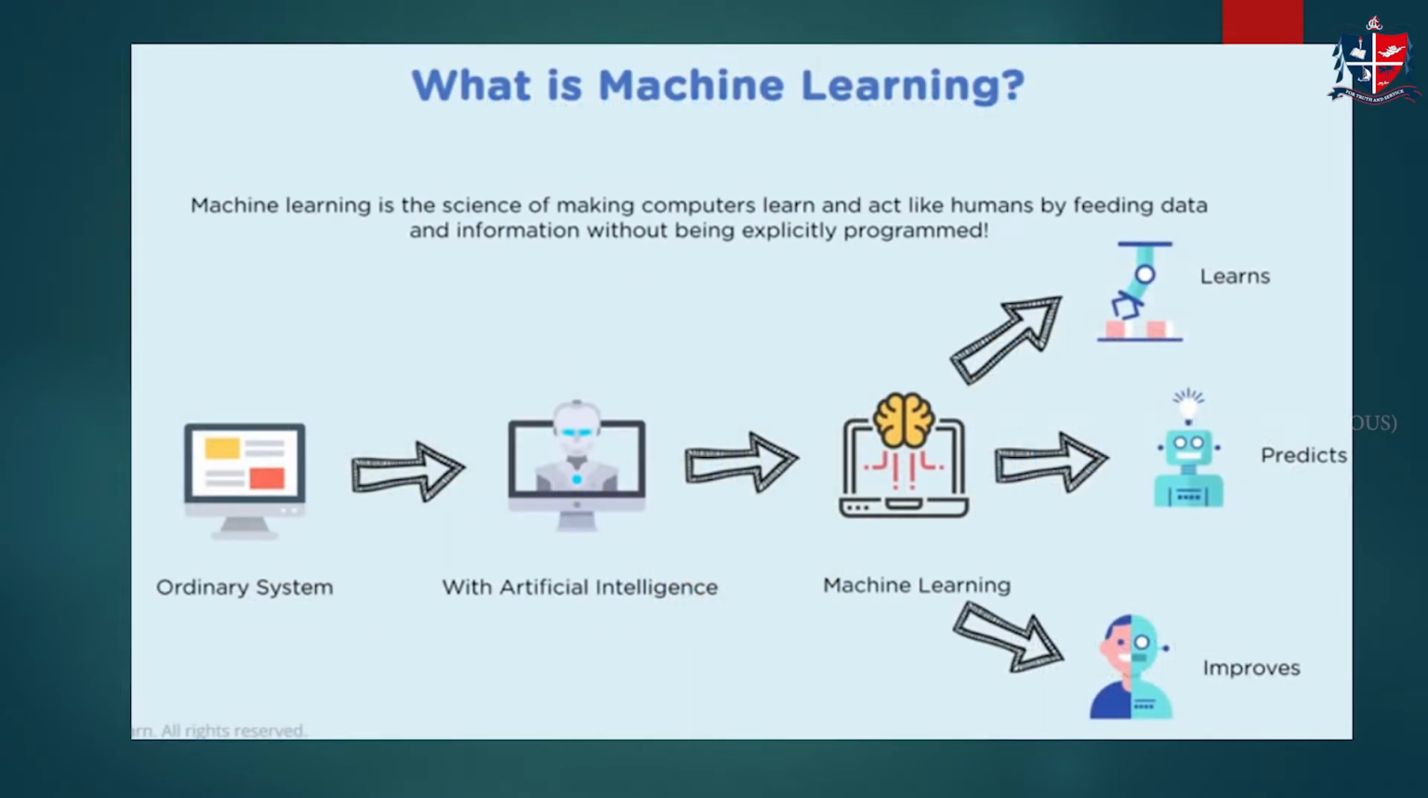Okay, so what is machine learning? It is actually the science of making computers learn and act like a human by feeding data and information without being explicitly programmed. So, in this figure, we can see that there is an ordinary system. With the help of artificial intelligence and machine learning, the system becomes smart.